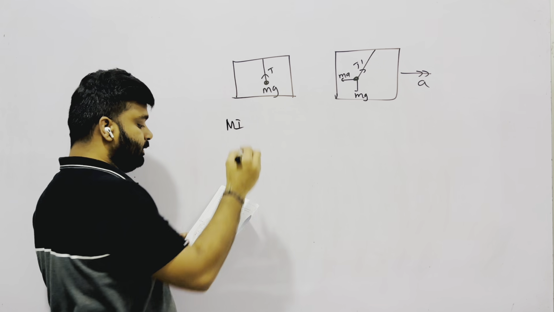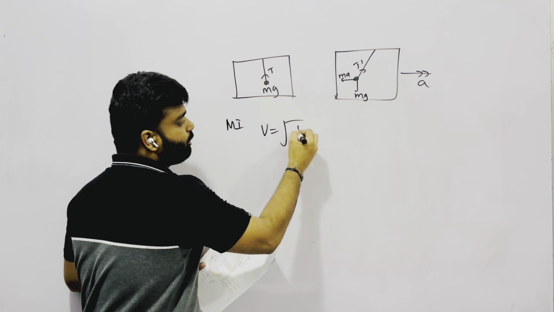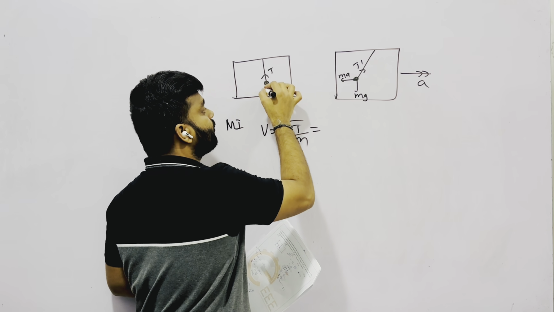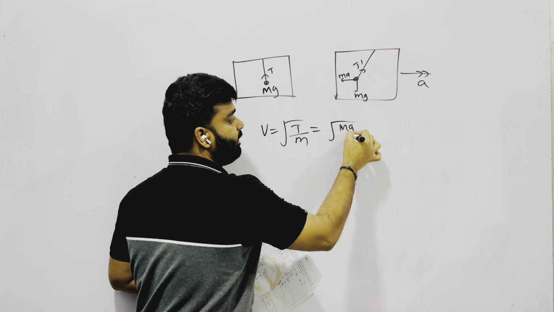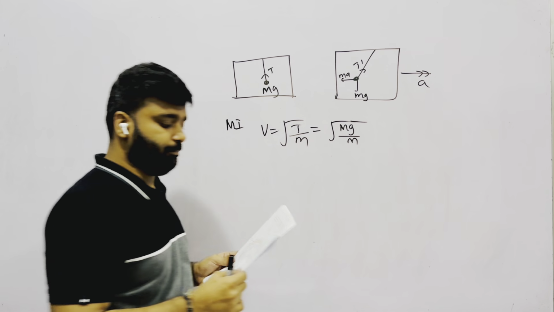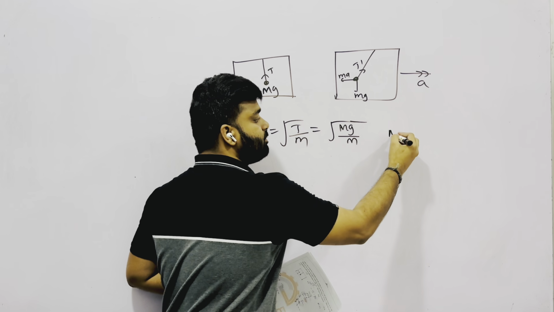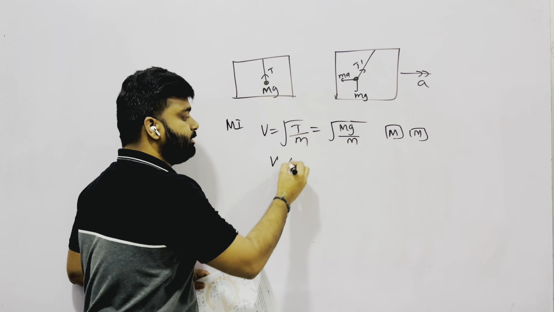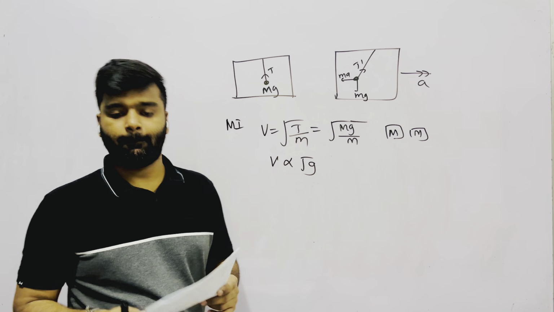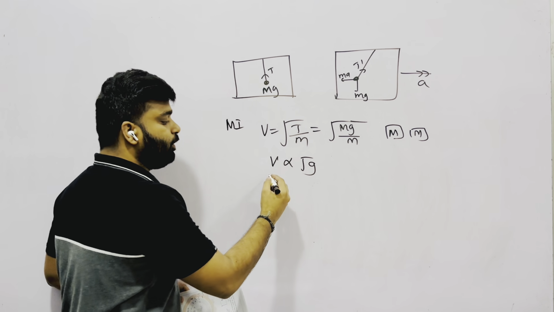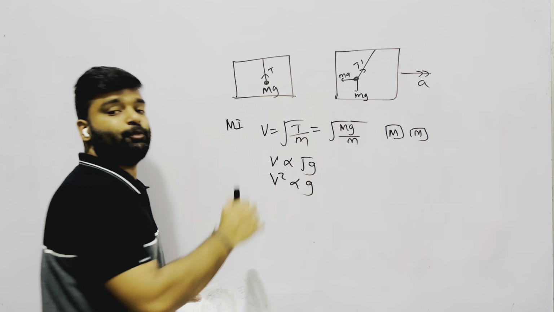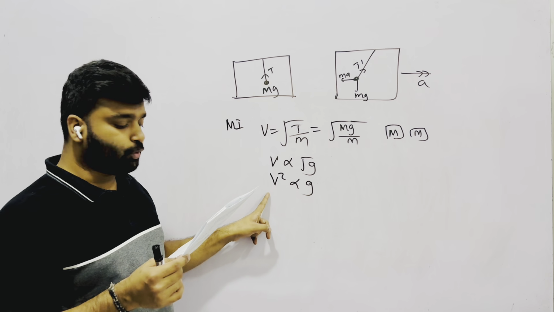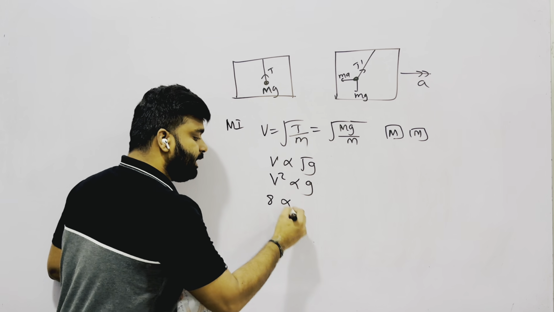Therefore, in method 1, the equation V is equal to root of T over m. Here tension is capital Mg when it is at rest, and mass per unit length is small m. Right. Here capital M is constant, small m is constant. Therefore, you can write V is directly proportional to root of g. Right. We don't like roots, therefore we can square. V squared is proportional to g. At the first instance, the velocity is equal to 2 root 2. If you square it, 8 is directly proportional to g.